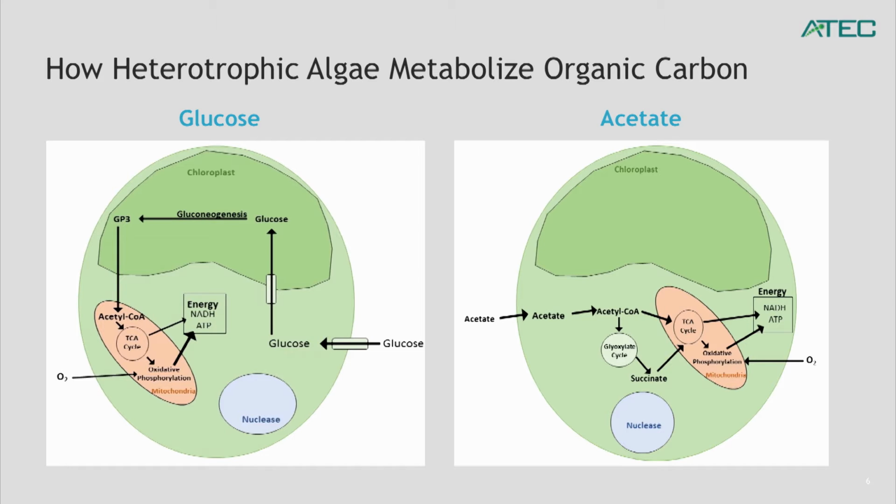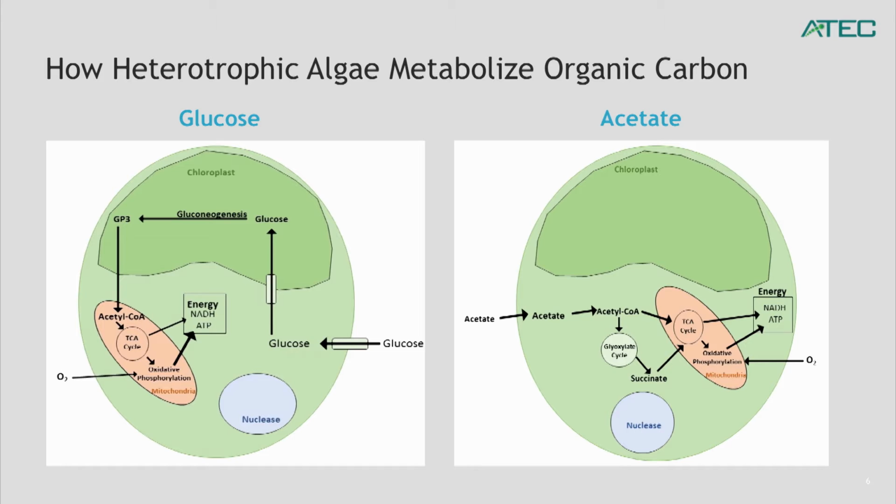Now, when you have a simpler compound such as acetate, the key difference between acetate and glucose is that you don't require transporters. Acetate is so small that it's able to diffuse freely in and out of the cell. And so once acetate enters the cell, it basically is converted from acetate to acetyl-CoA using an enzyme called acetyl-CoA synthetase.